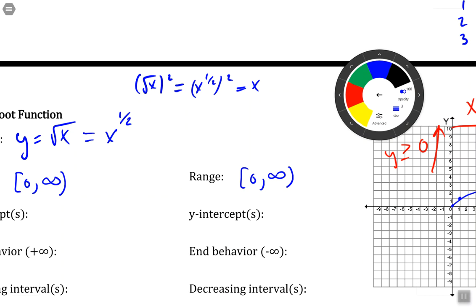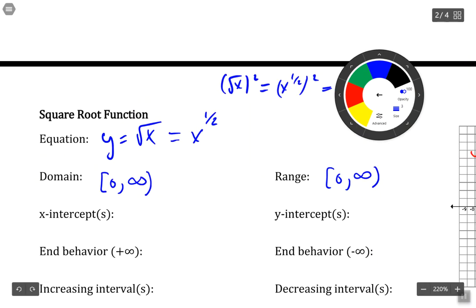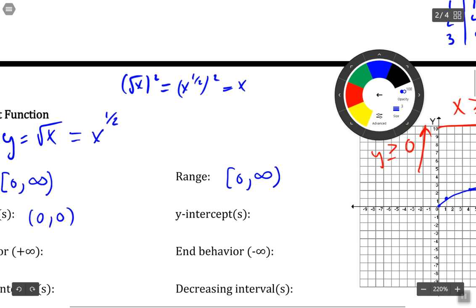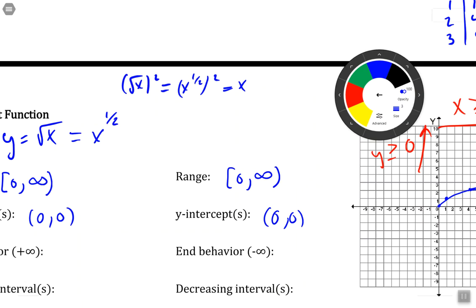All right. So, x-intercepts. Where does it touch the x-axis? Still the origin, right? Because it's a parent function. What's the y-intercept? 0, 0. It's the origin, right? And that's going to be the case until we start doing transformations. And then will those change based on how we shifted or what we do to it?